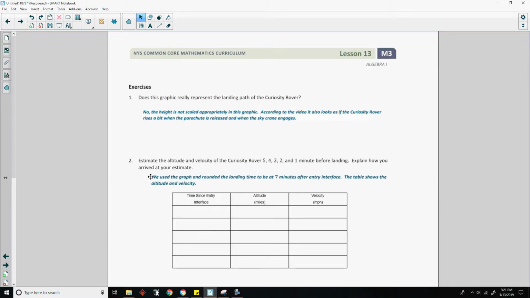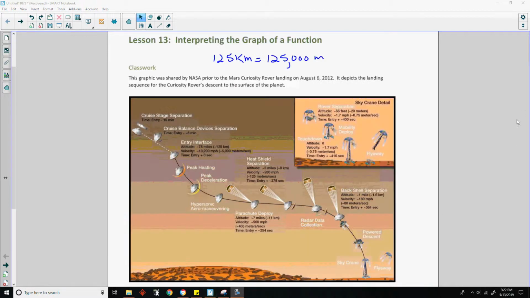So first of all, we will use the graph and round the landing times to be at 7 minutes after entry interface. So the table here is going to show the altitude and velocity. So we're going to round. Okay, so some of these values are going to come from the video because they aren't here. But time since entry, so if time entry was at 10 minutes, it entered at 10 minutes. Cruise stage separation, okay, at 10 minutes. So time since entry, 8 minutes, would be 2 minutes. Time since entry would be 2 minutes right here. And so that's what we're going to start with.